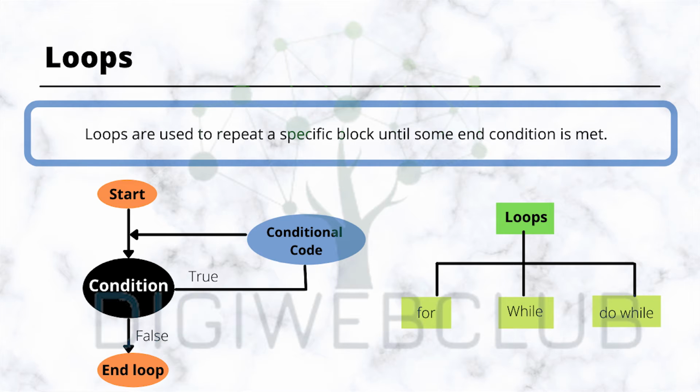Now, we also have iterators in PHP. There are 3 kinds of iterators or loops in PHP. The first is the for loop, the second is the while loop, and the third is the do while loop. Now, iterators are basically used when you need to actually repeat a specific block of code again and again in your software. So we'll see how we do that.